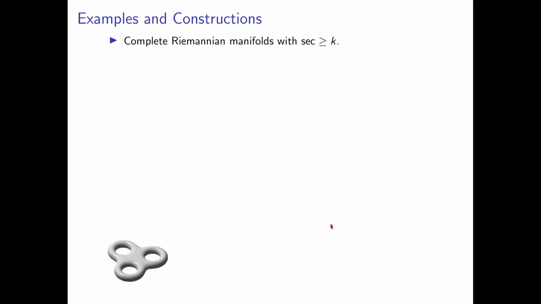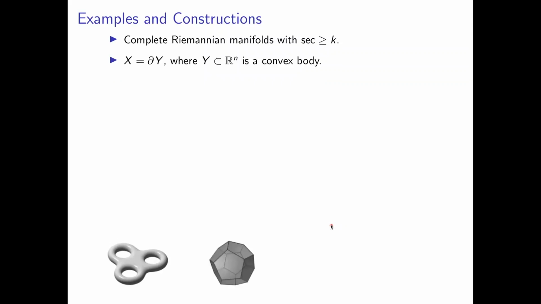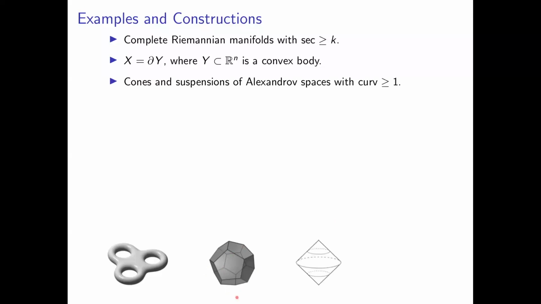So let's give some examples and constructions. As I said, complete Riemannian manifolds with a lower sectional curvature bound K are Alexandrov spaces. That's Toponogov's theorem. Boundaries of convex bodies in Rn are also Alexandrov spaces. Here we have another convex body boundary, a dodecahedron, which is also homeomorphic to S2. One can also put together spaces by taking cones and suspensions of Alexandrov spaces with curvature bounded below by 1.